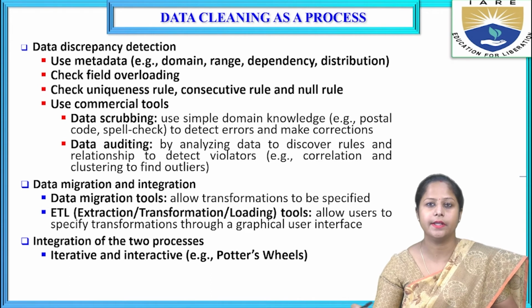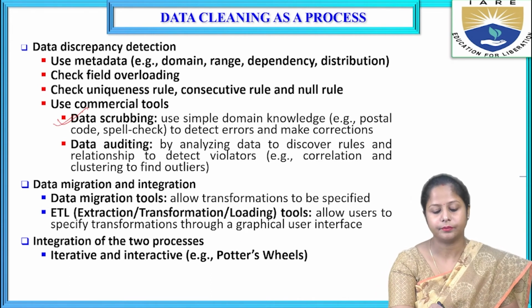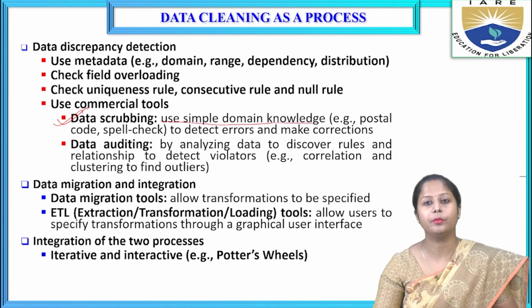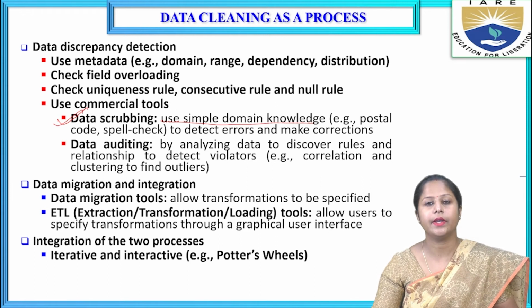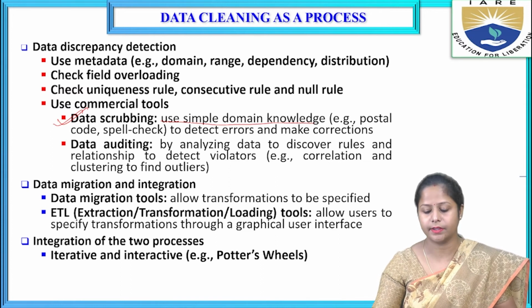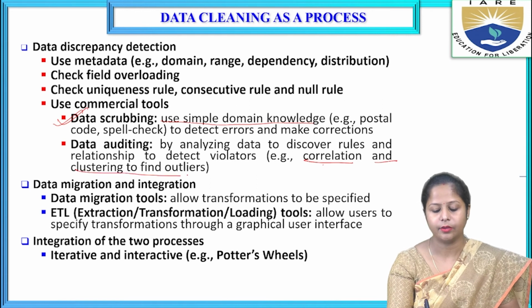So what is data scrubbing? Here we use simple domain knowledge, such as postal code or spelling checks, for detecting any type of errors, and we do the corrections. That is done by data scrubbing tools. Data auditing: in this, we analyze data to discover rules and relationships to detect violators. That is nothing but correlation and clustering to find outliers.